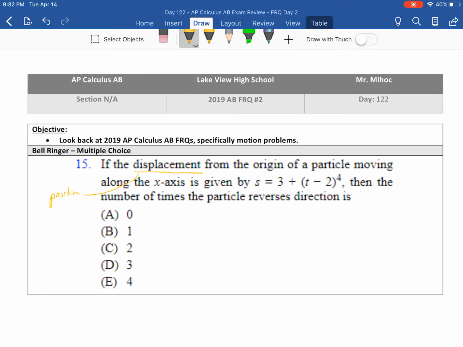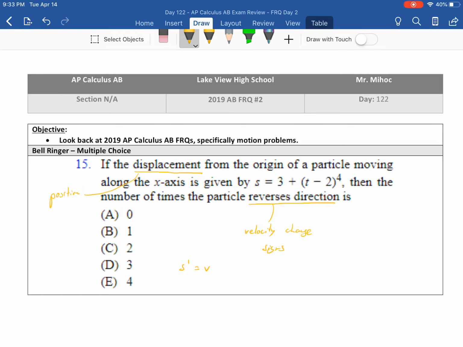So we're asked to determine how many times this particle reverses direction. The way we're going to do that is we're going to determine how many times the velocity changes signs. And recall that the derivative of the position function, or in this case the displacement function, is the velocity function. So we're going to take the derivative of this equation.